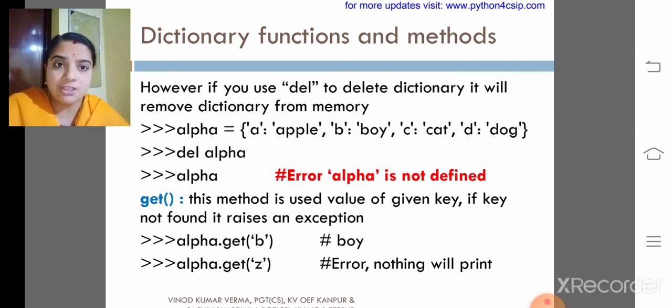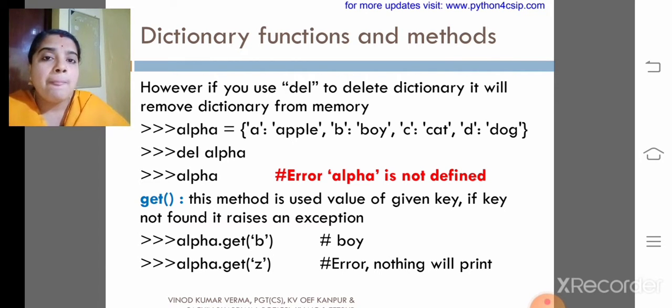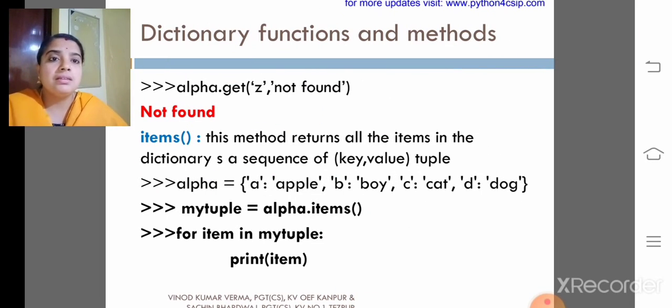Then the next function is get. This method is used to get the value of a given key. If the key is not found, it raises an exception. Get B, boy. Get Z, error. That is, it will give the value of a key. Here also you can customize the get function with an error message.